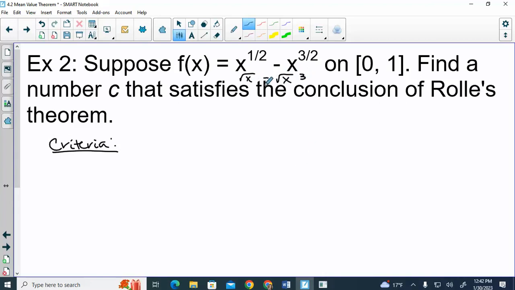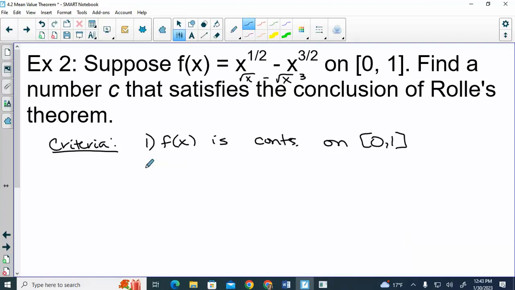When is this not defined? When can you not do a square root? Negative numbers. If I'm between 0 and 1, do I have any negatives? No. All right, so my first criteria: f of x is continuous on 0 to 1. I am not going to require you to show me a lot of work to justify that. I want you to state it so I know that you're thinking about it, but I'm not going to make you write out a huge long explanation.